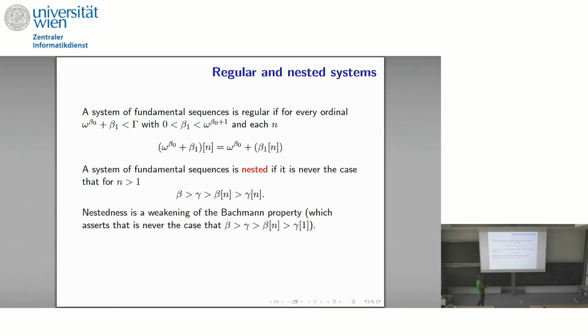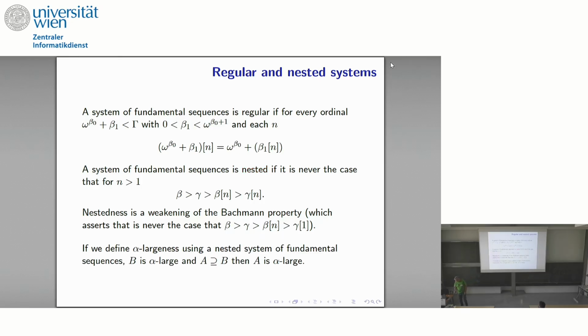This is actually a weakening of another property which is in the literature, the so-called Bachmann property. There is also a recent paper by David and Andreas about this. And in that case, instead of n, you always put 1. So this is weaker than asking that this never happens. And it occurs that for our system we have nestedness, but not the Bachmann property. So we need that, and we show that this is enough for our purposes.